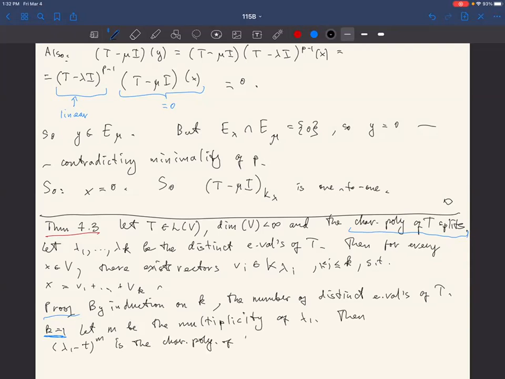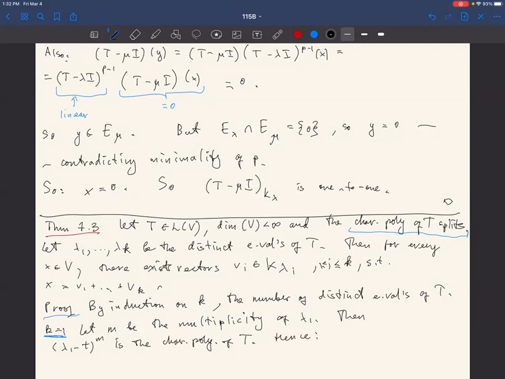of T, right? Because m is the multiplicity. Remember, multiplicity is the power with which the monomial lambda 1 minus t appears in the splitting of the polynomial. So the characteristic polynomial has this simple form in this case. But then we can write, by the Cayley-Hamilton theorem, let's plug T into this.